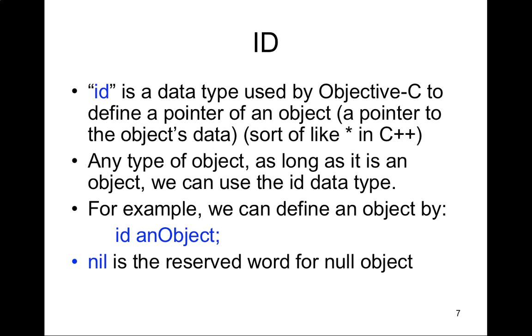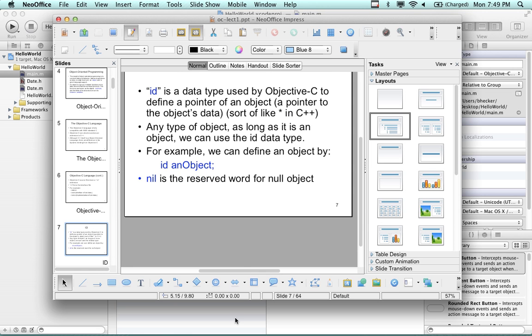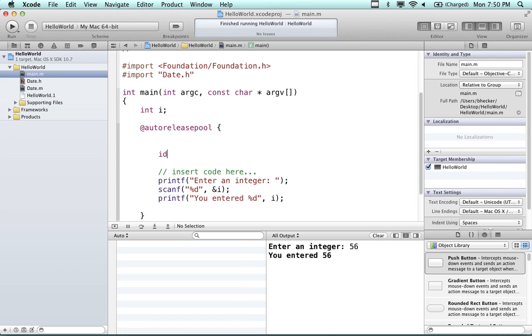So people don't like the asterisk because it's a pointer variable. All the variables that we declare of object types are using pointers in Objective-C. So you have to use pointers whether you like them or not. So any type of an object, as long as it's an object, can use the ID type. So in this example, we can define an object by going ID space object name. So in this particular example, I would go ID space date.